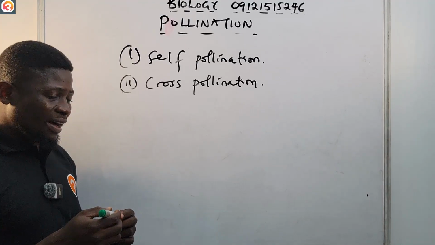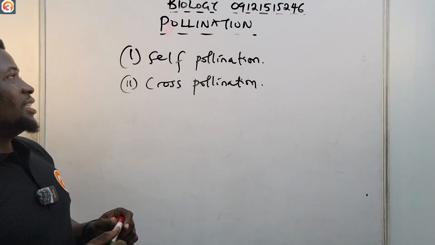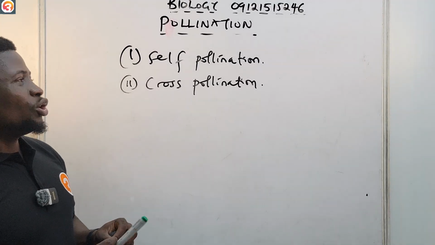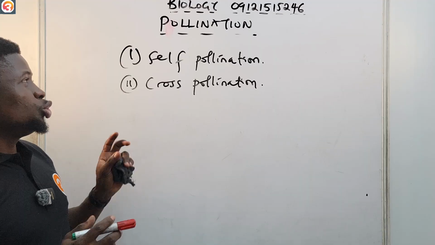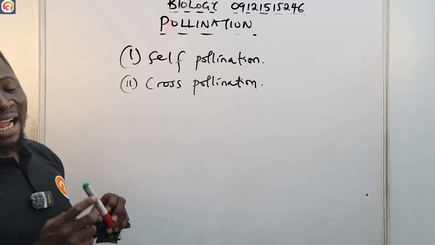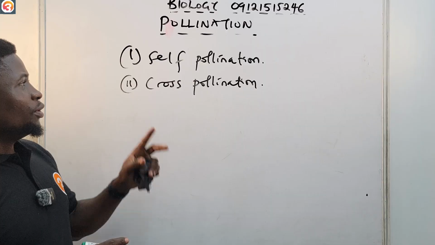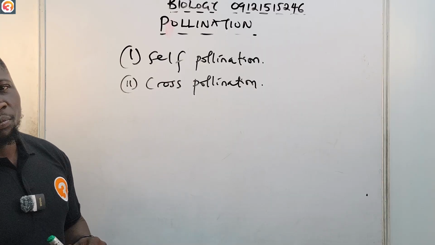Cross-pollination. Okay, so we have two major types of pollination, which are what? The self-pollination and the cross-pollination. These are the two ways by which pollination happens or occurs. Okay, now what is self-pollination?